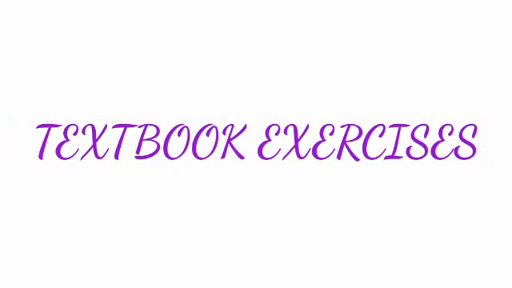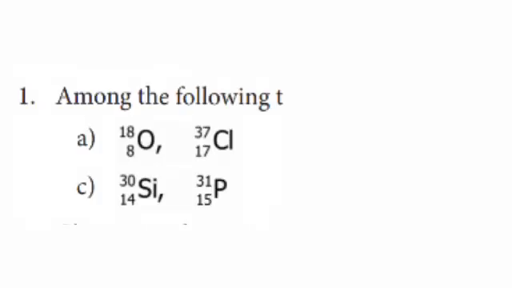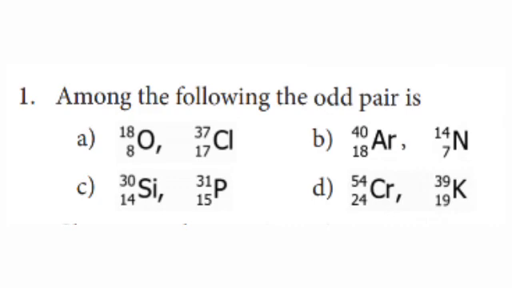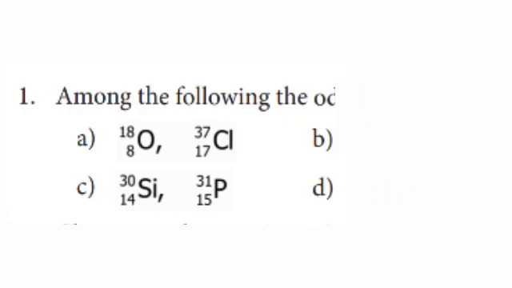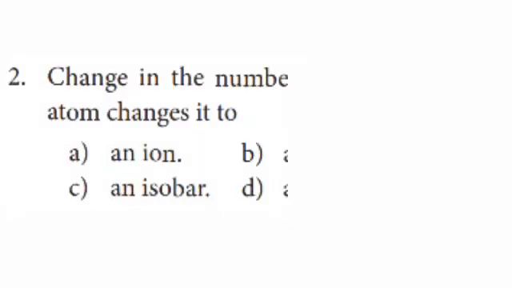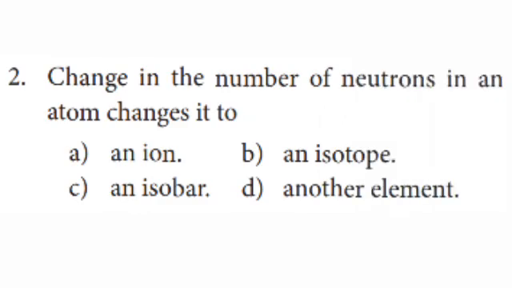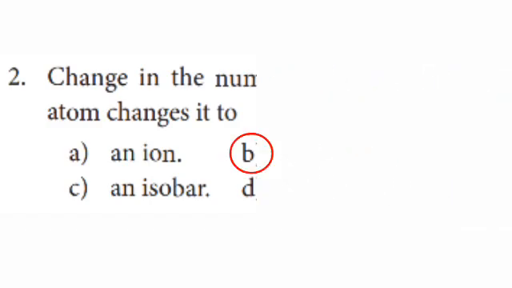Dear students, we are going to discuss the textbook exercise. Question number 1. Among the following, the odd pair is. Correct answer is option B: 18 argon 40, 7 nitrogen 14. Question number 2. Change in the number of neutrons in an atom changes it to. Correct answer is option B, an isotope.